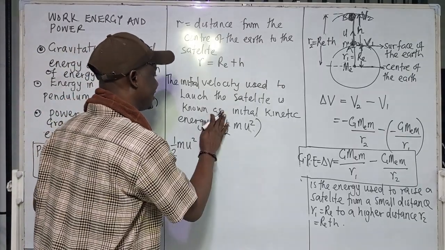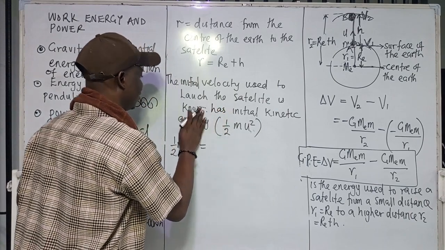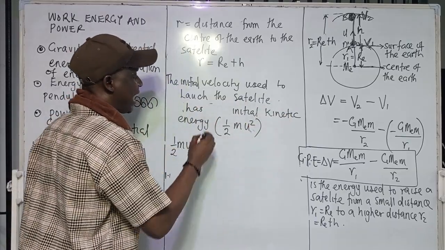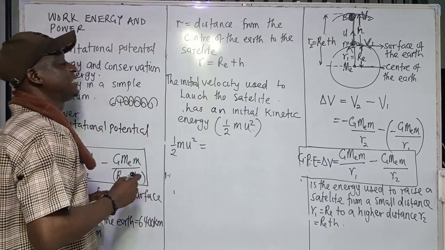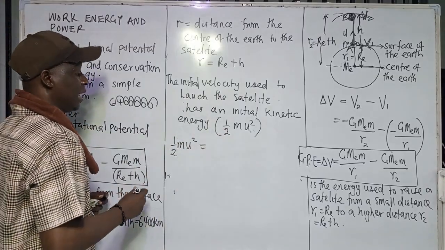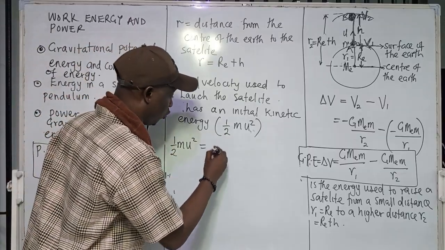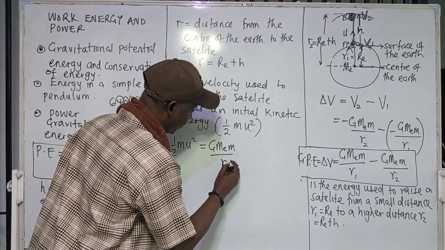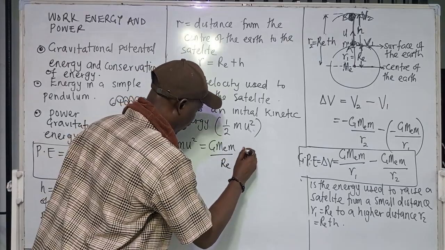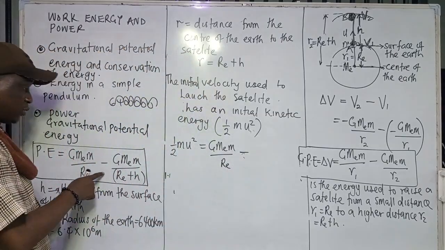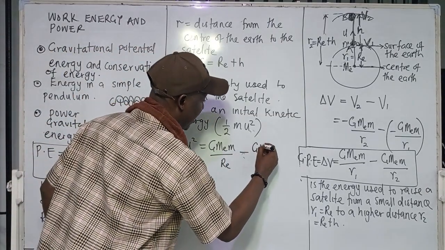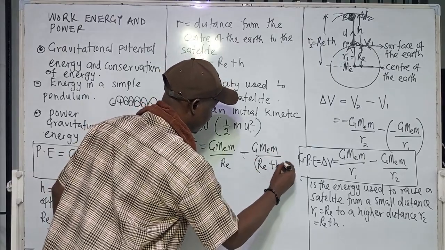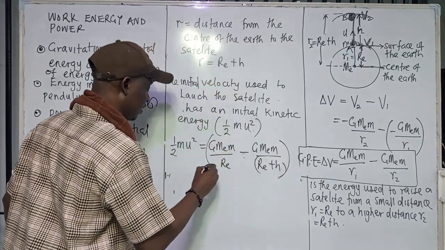Let me put it this way. That satellite has an initial kinetic energy, this one. And that kinetic energy is equal to GME over RE plus, or minus, which is this here. Look at it here: GME over RE plus H. Please take note of that.